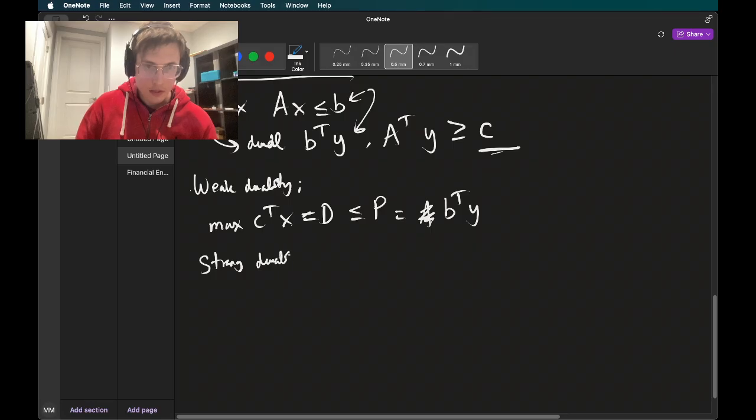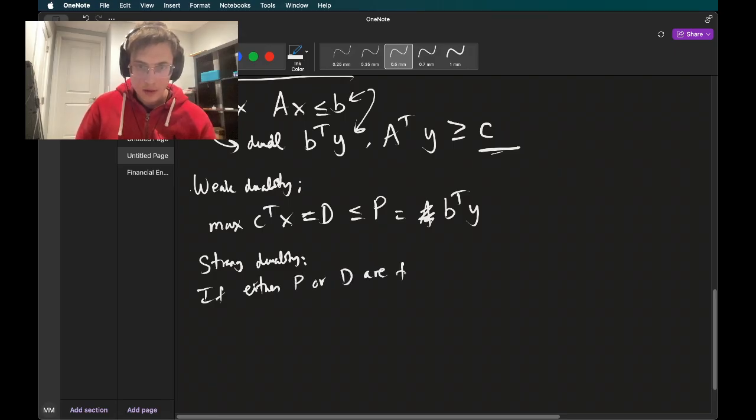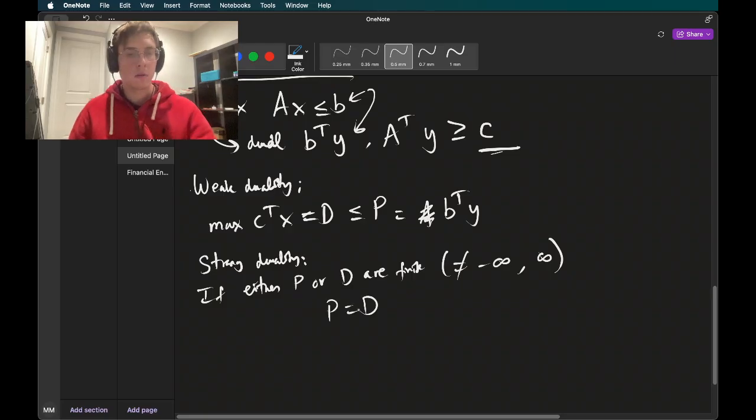Now strong duality is actually that if either p or d are finite, meaning they're not equal to negative infinity or positive infinity, then p is actually equal to d. Okay.